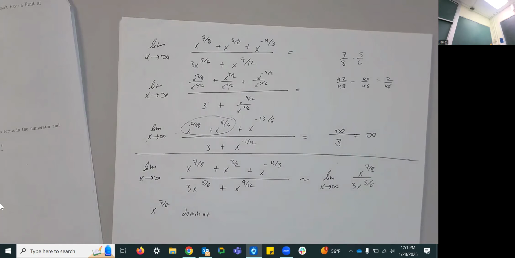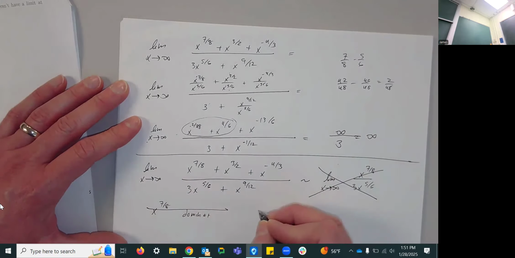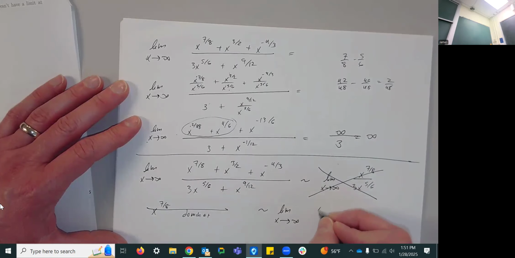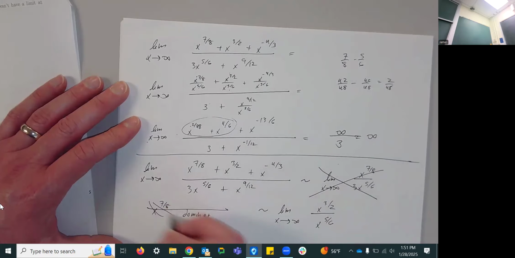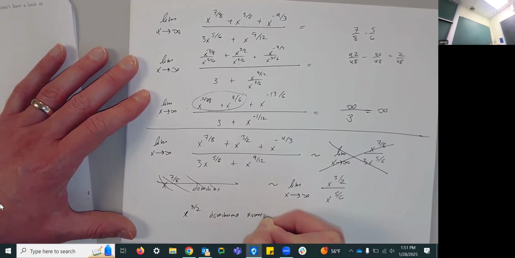Often, typically, people write the term with x to the highest power first. We didn't do that here. The higher power is clearly what? The one that's bigger than 1, right? Not the 7/8, the 3/2. So this is not what we want. So we should be thinking about the fact that we have x to the 3/2 over x to the 5/6. So we should be saying, hey, look, x to the 3/2 dominates the numerator, and x to the 5/6 dominates the denominator.